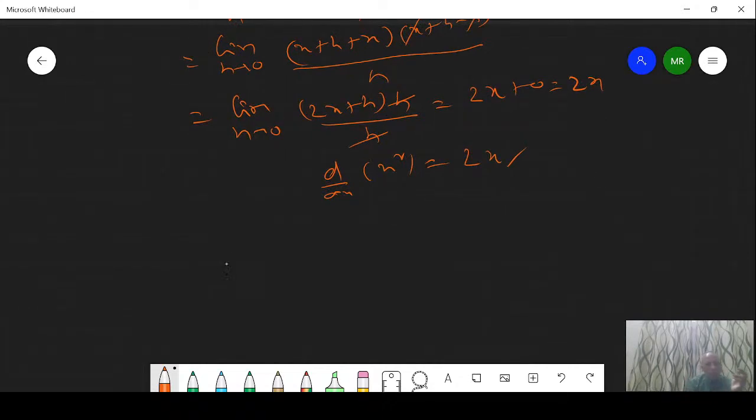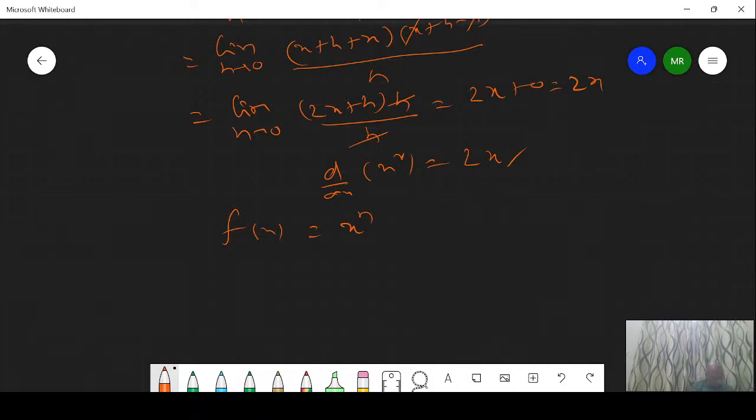Suppose I find the derivative of, for example, f of x equal to x power n. How to do this? I have done x square, so can you try this now? Everyone try this: f of x equal to x power n. Use the first principle formula and try to find the derivative of that using first principle. Now you do that.